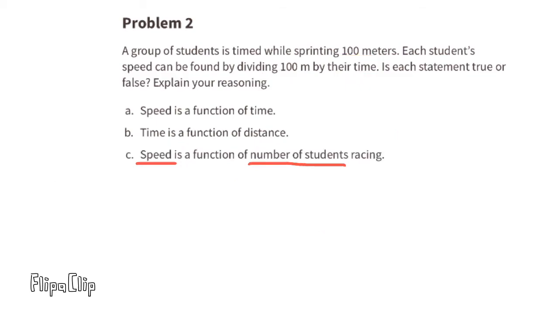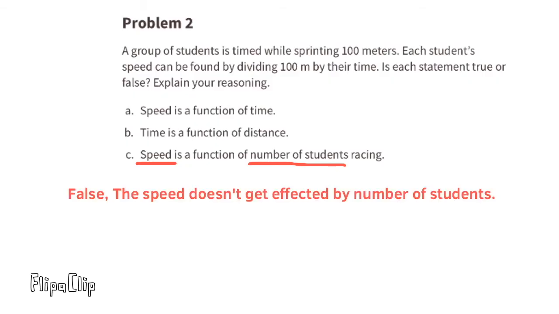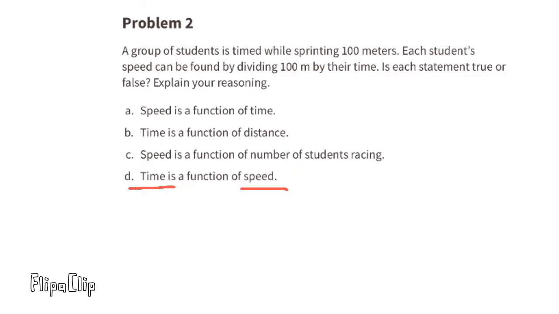C. Speed is a function of number of students racing. False. The speed doesn't get affected by the number of students racing. It doesn't matter if there's 2 students racing or 100 students racing. D. Time is a function of speed.